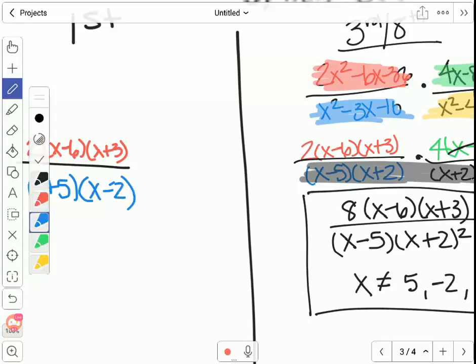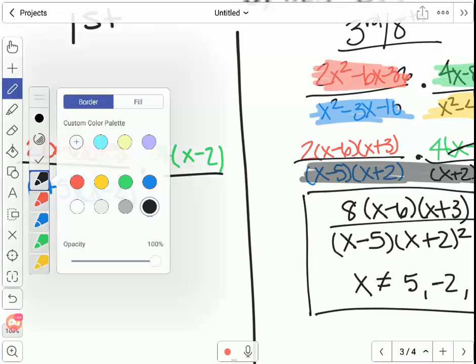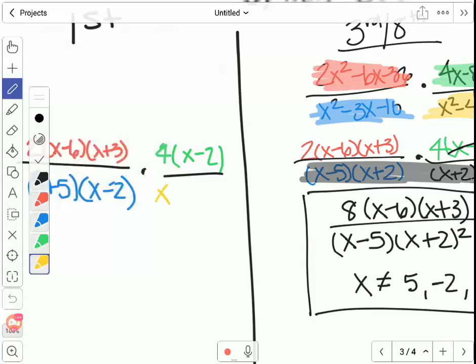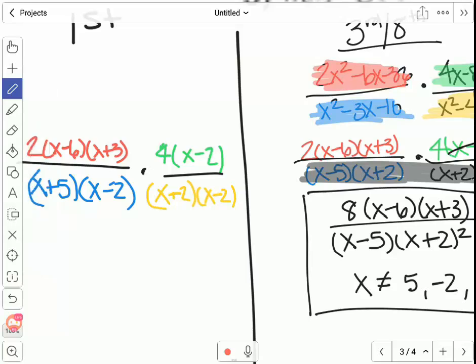The numerator on the other side is still going to factor the same. So 4 times x minus 2 divided by x plus 2, x minus 2 in that denominator. So again, we're looking for things that cancel. Things that are the same in both the numerator and the denominator. Well, you have an x minus 2 in both of them.